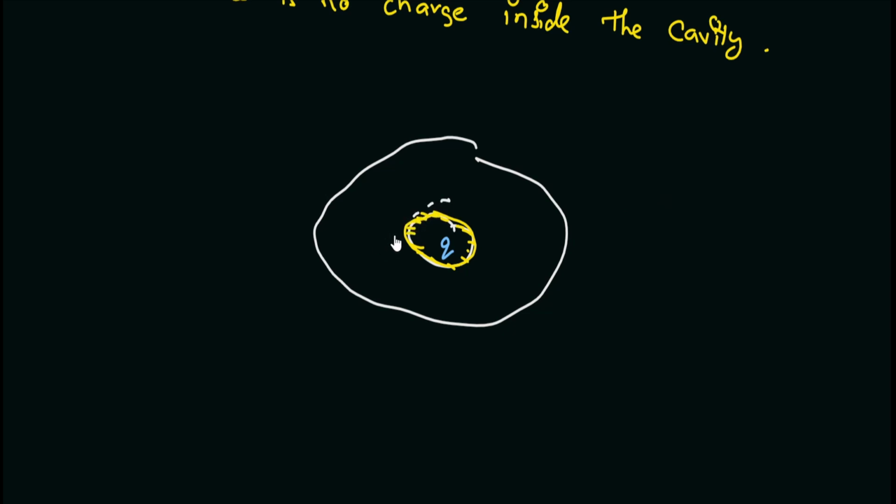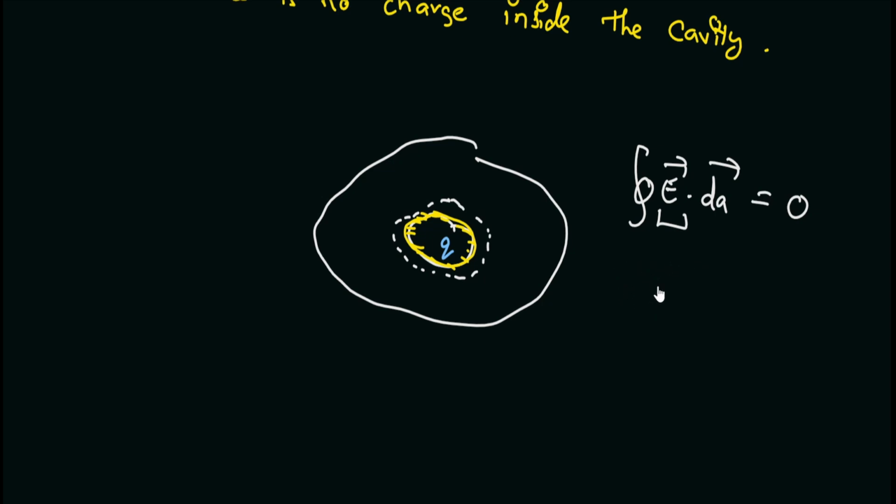Let's enclose this cavity in a Gaussian surface. Now, since this Gaussian surface is inside the conductor, where the electric field at all points is equal to 0, this whole integral will be equal to 0, since the flux will be equal to 0.